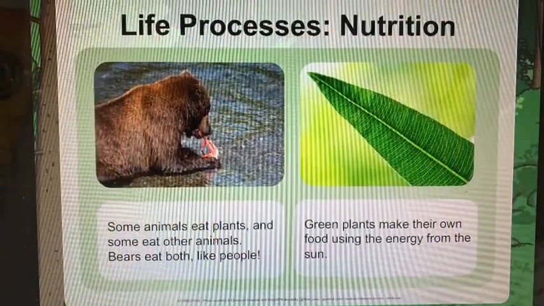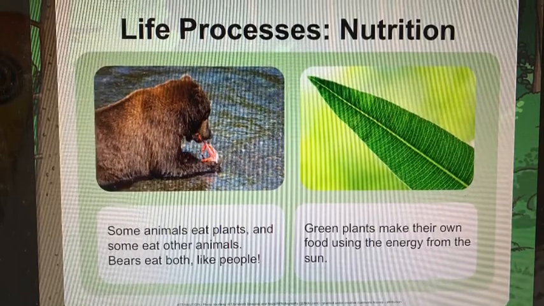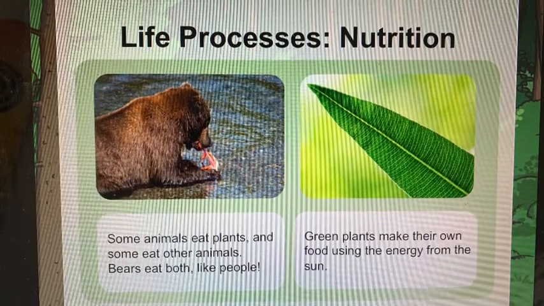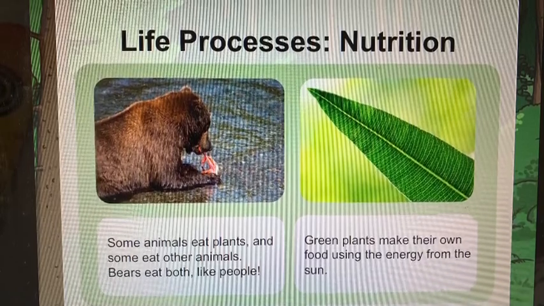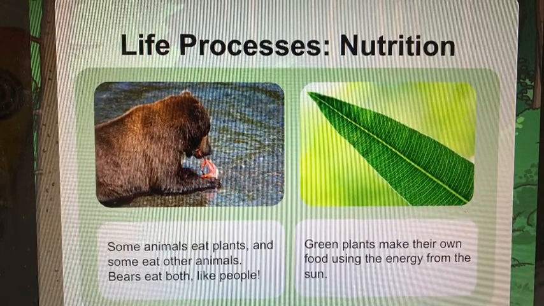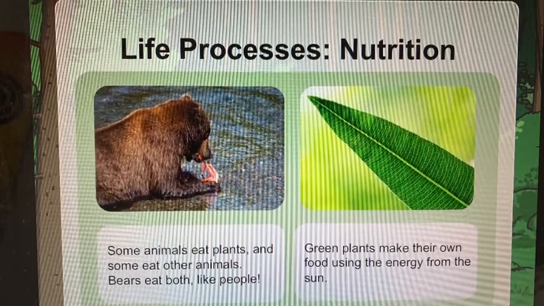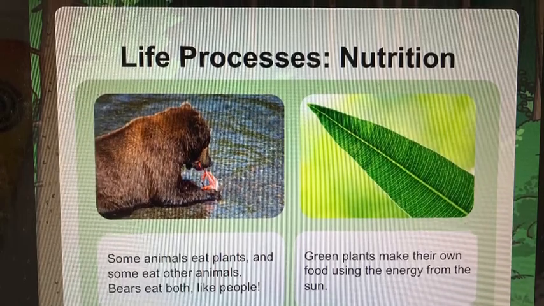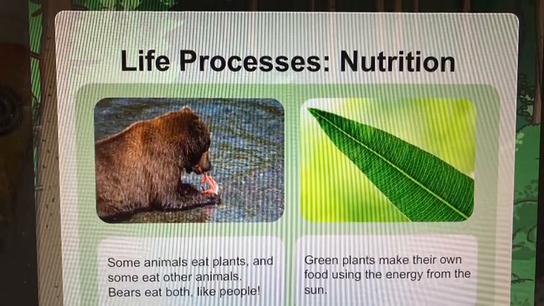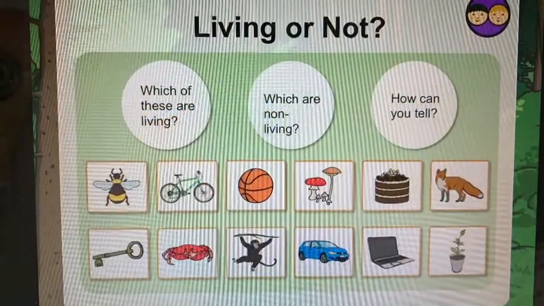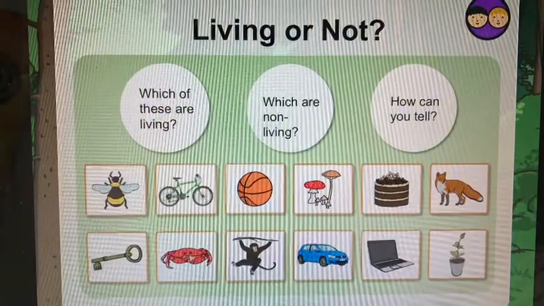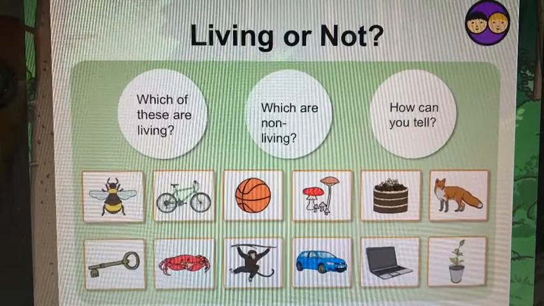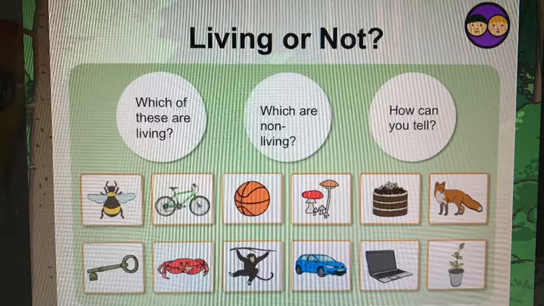Some examples of how animals and plants get nutrition is some animals eat plants and some eat other animals. Bears eat both, like people. Again, we learnt about carnivores, herbivores and omnivores last week, so I hope you know lots about that. And green plants make their own food using the energy from the sun. So remember, if something is living, it will do all of those processes. And if it is not living, it doesn't do those processes.